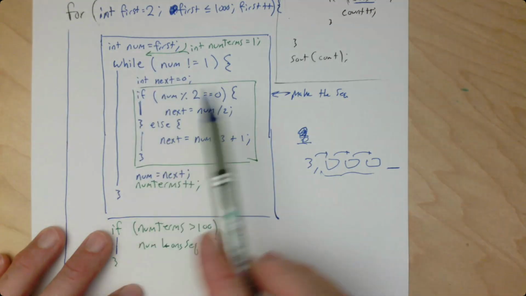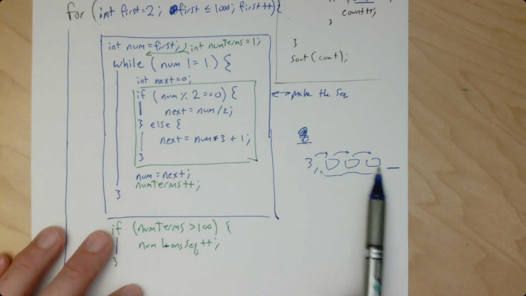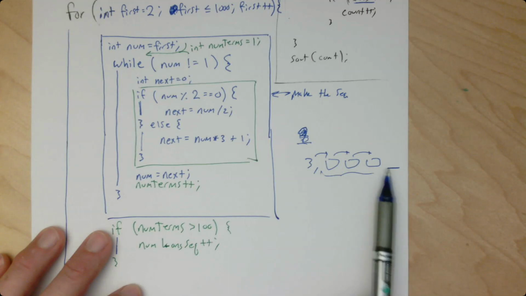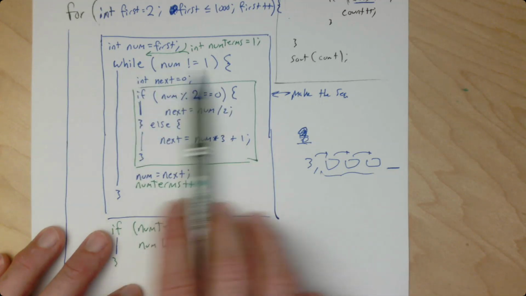And the way that I know I'm done is I need to keep generating numbers until eventually I reach 1, because the sequence doesn't end until you've hit the 1. And so that's why I say while I haven't reached the 1, I know I'm not done yet.